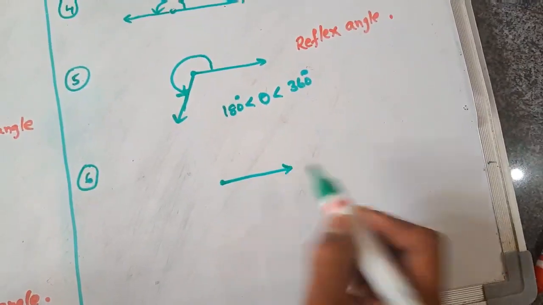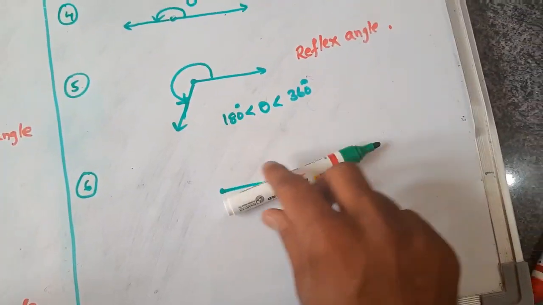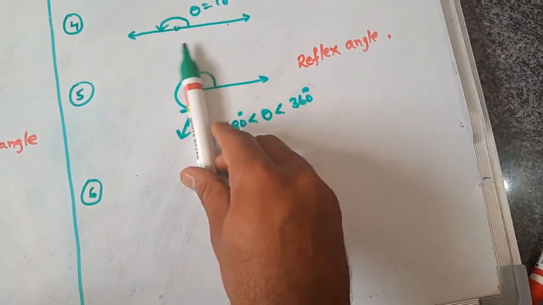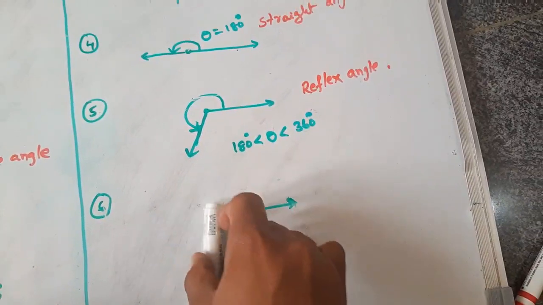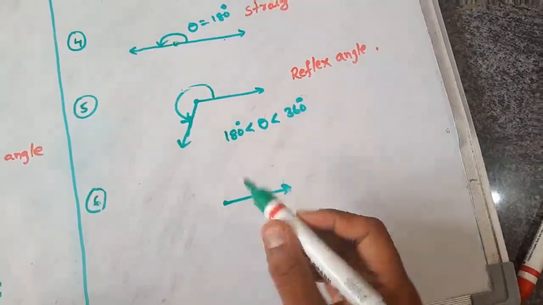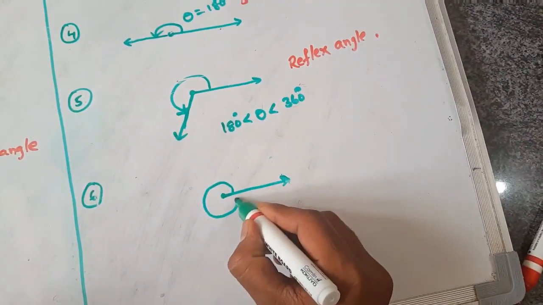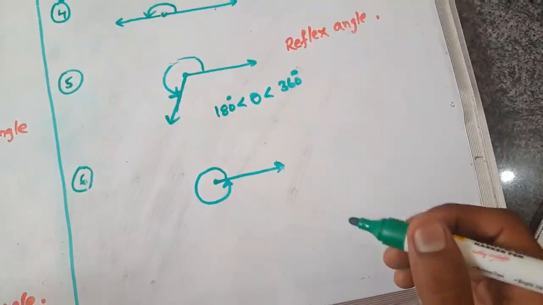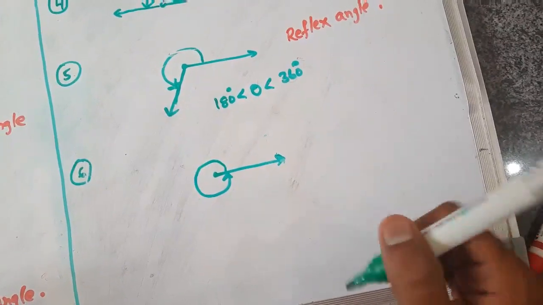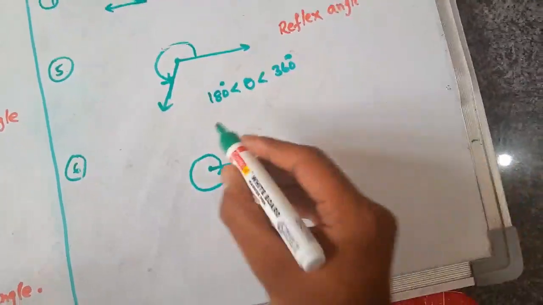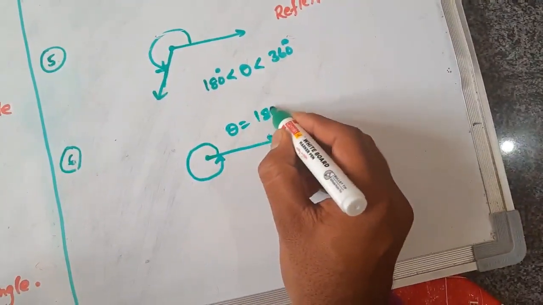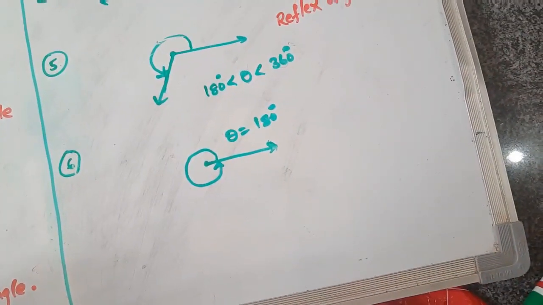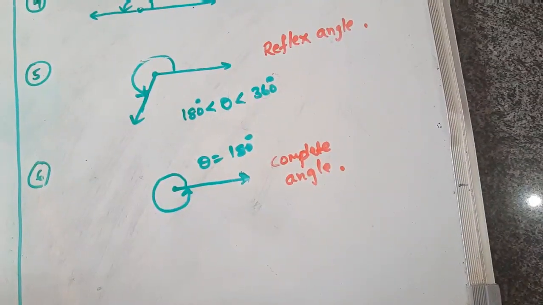This is the ray. I'm starting here and rotating, and if I come back to the same place, I complete one circle. This is called a complete angle. Theta is equal to 360. This angle is called a complete angle.